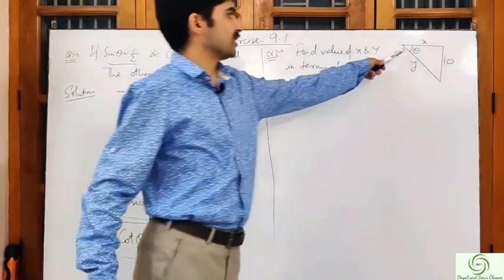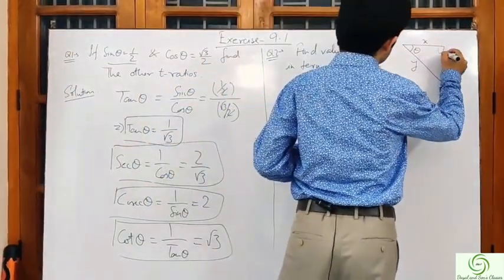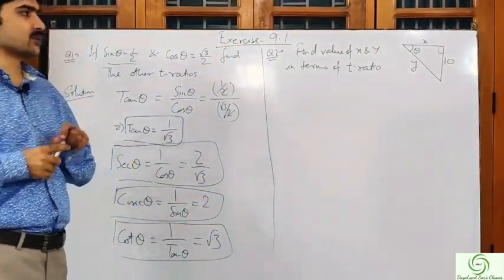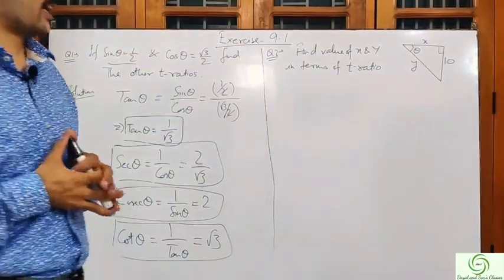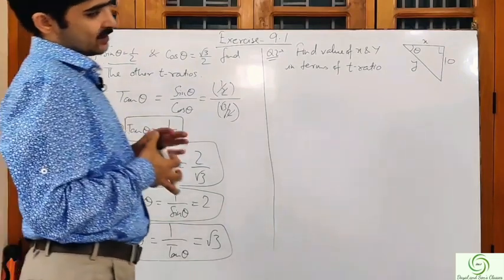This angle is given as theta and this one is 90 degrees. So basically a right angle triangle is given to us in which base is x, hypotenuse is y and height is 10, or you can say perpendicular is 10.